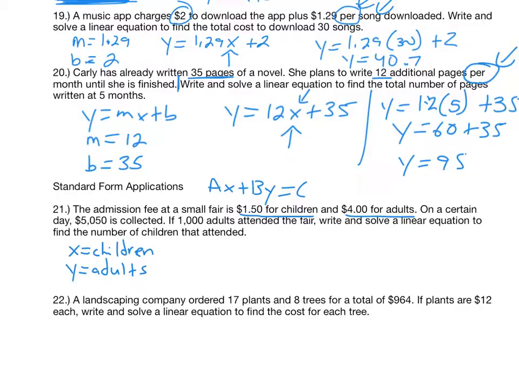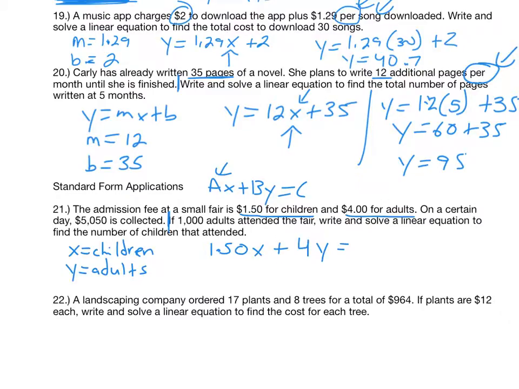All right. On a certain day, $5,050 is collected. Let's stop right there. So first, let's write this equation in standard form. So it's ax plus by equals c. What number is going to go in for a? Well, how much does it cost per child? For children, it's $1.50, so that'd be 1.50x, because x represents children. Plus, how much does it cost for adults? $4 for adults, so it'd be 4y, because y represents adults.